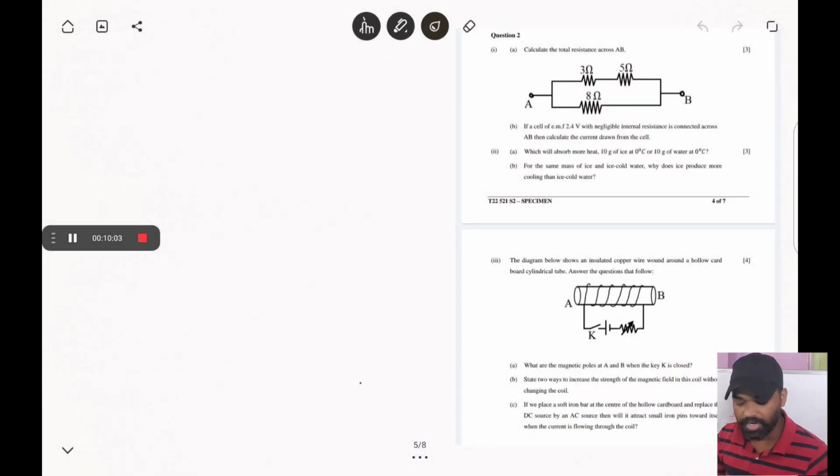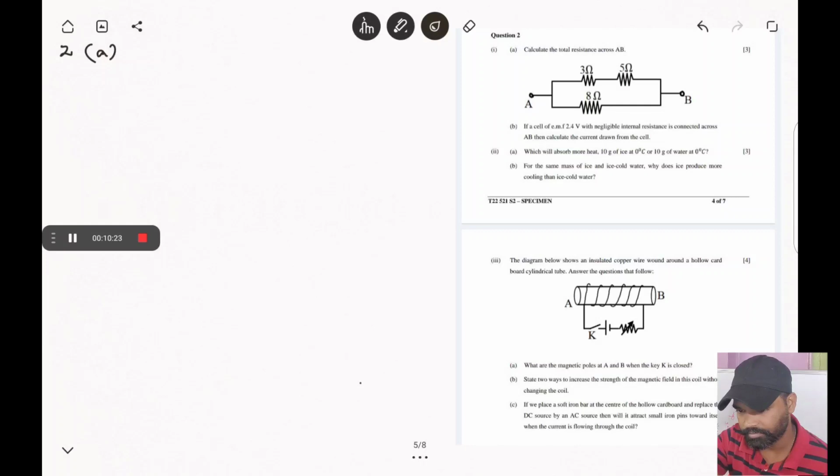This was section A, which consists of your MCQ. Now look at section B. Over here, you will be having 5 questions, out of which you need to attempt 3 in the exam. But we'll solve all.